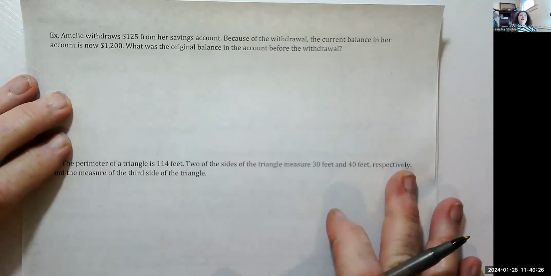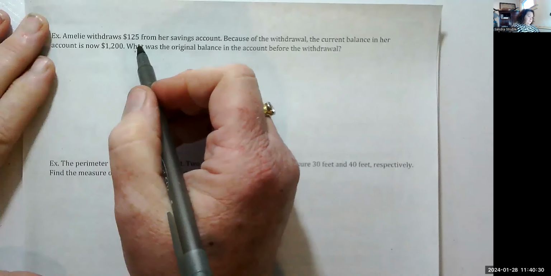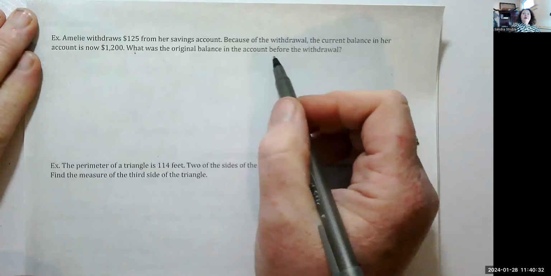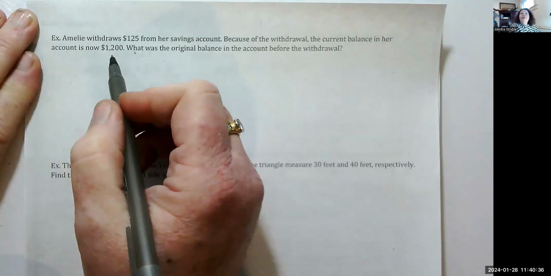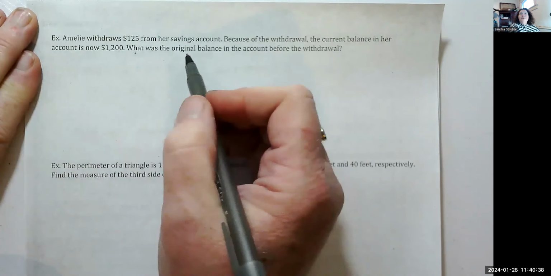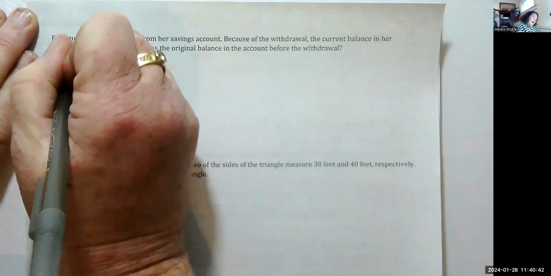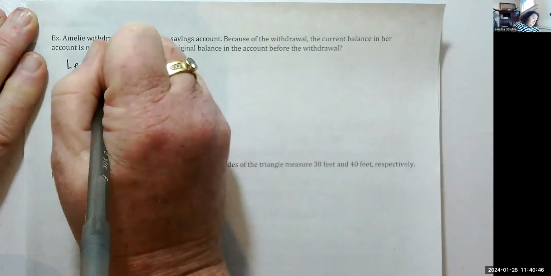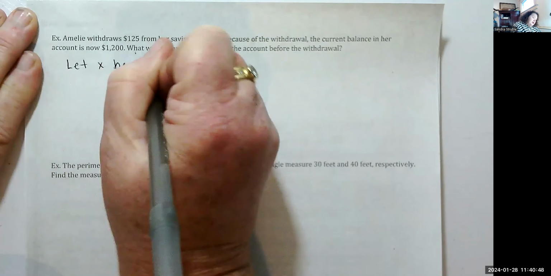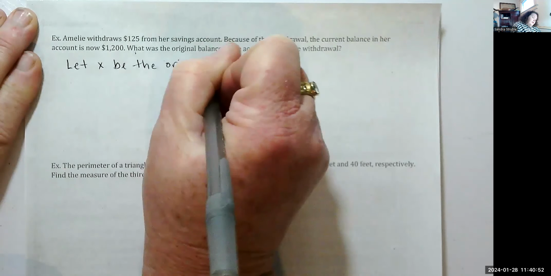Emily withdraws $125 from her savings account. Because of the withdrawal, the current balance in her account is now $1,200. What was the original balance in the account before the withdrawal? Well, we're going to let X be the original balance. This is my dictionary.